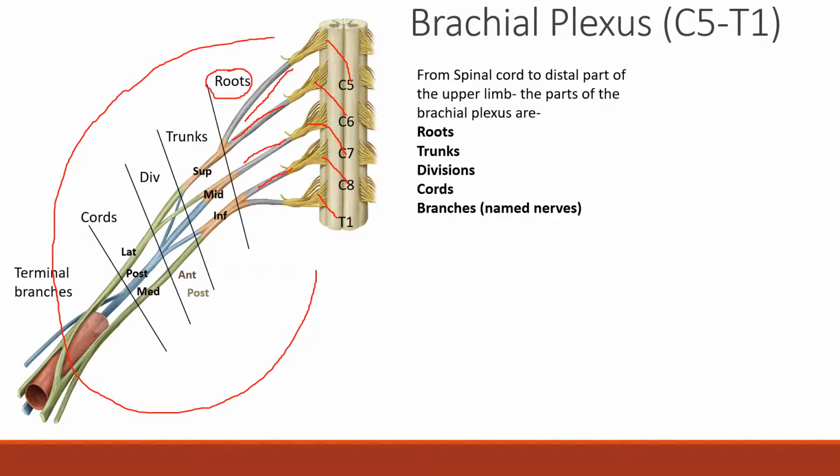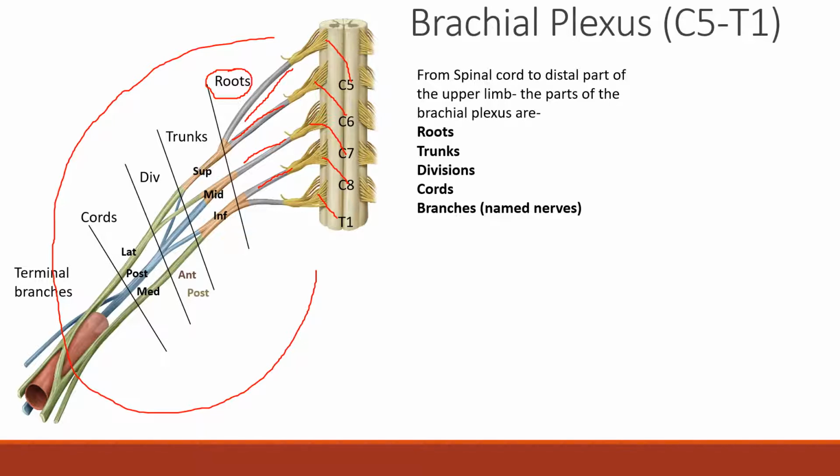Now, unfortunately, this word root is used twice. We have spinal nerve roots, but when we say root of the brachial plexus, we're actually talking about the ventral rami. All right. I'll give you a moment to let that sink in. When we talk about the roots of the brachial plexus, these roots are actually the ventral rami of the spinal nerves. Okay, so there are a total of 5 roots, one from each spinal level.